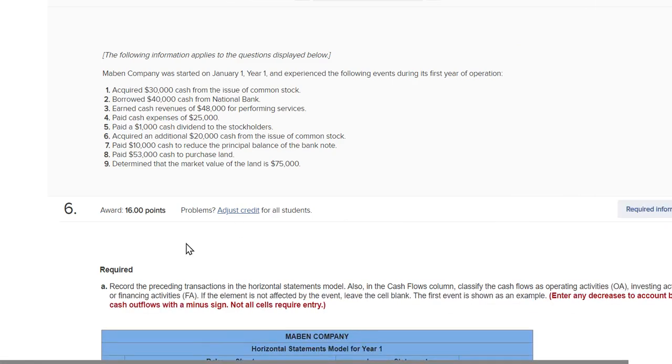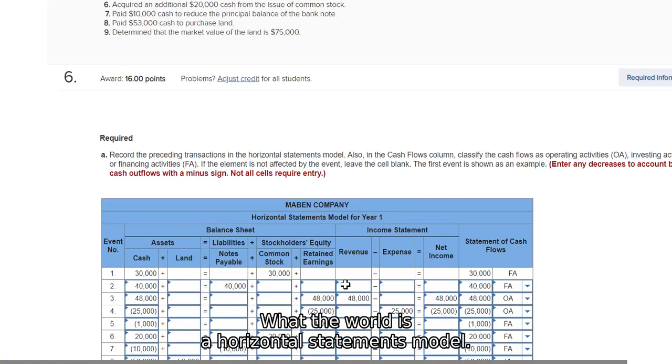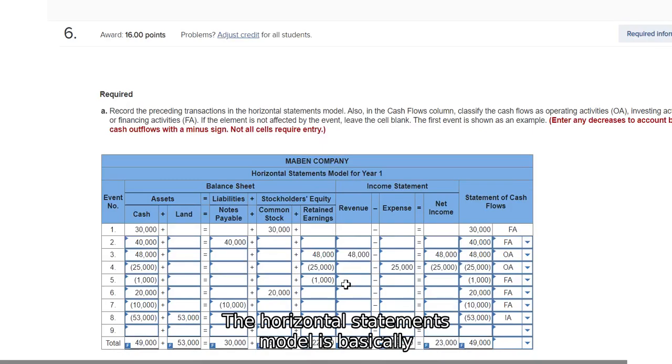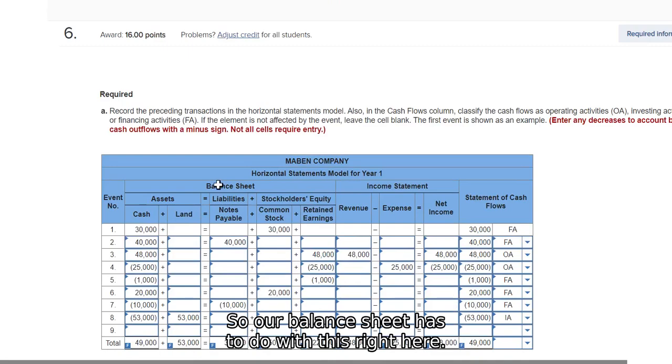All right. Record the preceding transactions in the horizontal statements model. What in the world is a horizontal statements model? The horizontal statements model is basically the model that we've been in. It's just stretched out a little bit. And now, instead of just seeing the elements of the financial statements, we're going to see the financial statements. So our balance sheet has to do with this right here. Our income statement has to do with this right here. That was our stockholders' equity, right? Our retained earnings. You can find it in here, and then our statement of cash flows.